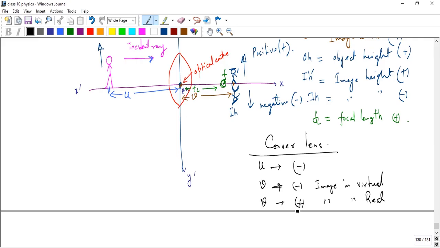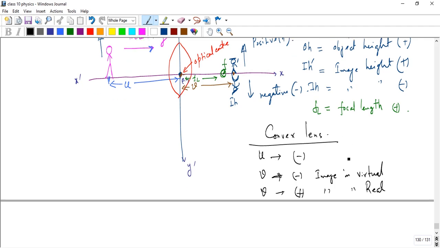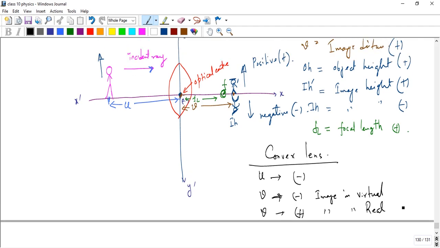Now look carefully at the image height. If the image is real, it is always inverted, as we know from the previous class. In the chart or table, only one case has a virtual image; otherwise the image is always real and inverted.